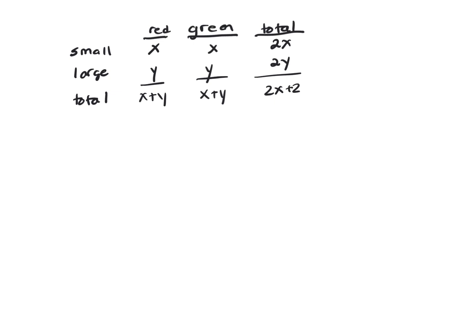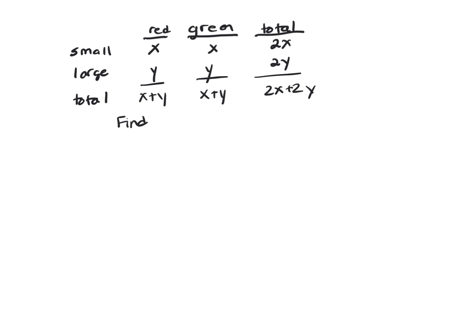is 2X plus 2Y. Now this is called a contingency table, and the reason I'm working it this way is because I've got two different things going on. I've got small, I've got large, and some of those are red and some of them are green. So this is an easy way to work a problem. You just need to get used to a contingency table.